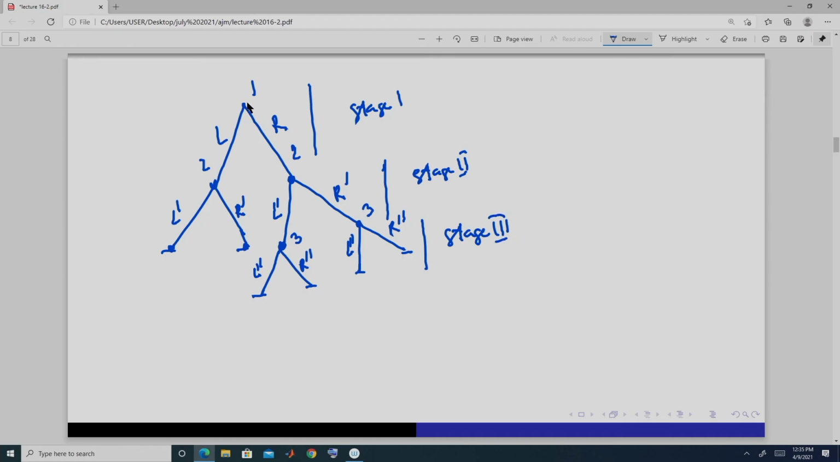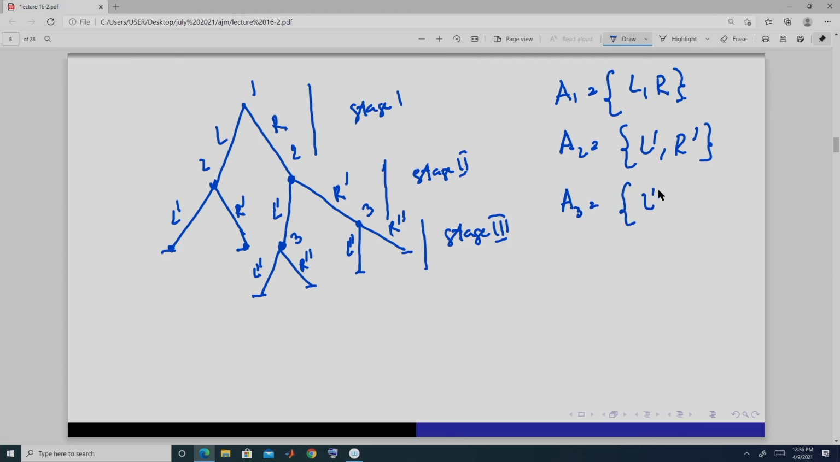So we have specified the players, player 1, 2, 3. We have specified their action sets. Player 1's action set is L, R, player 2's action set is L dash, R dash, and player 3's action set is L double dash, R double dash in this game. And again we have specified the moves, who moves first, who moves second, who moves third. We have also specified who knows what, like when player 2 is making a decision here, it knows the action of player 1.